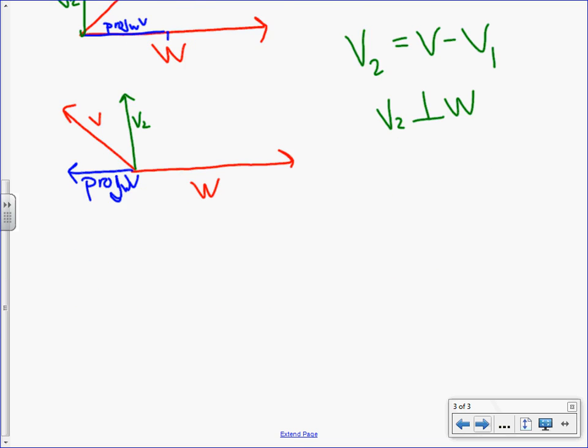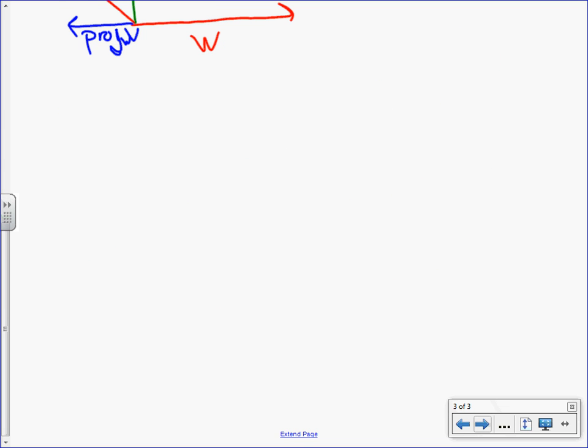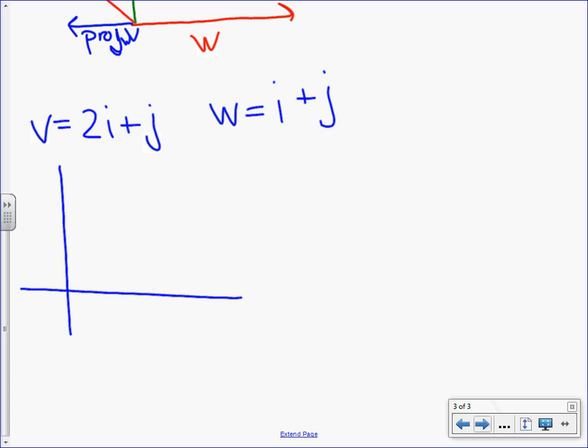So we're doing an example here, of the vector v, which is 2i plus j, and the vector w, which is i plus j. What would these look like? There's v. We want the projection of v on w. We're going to find the projection of v on w.